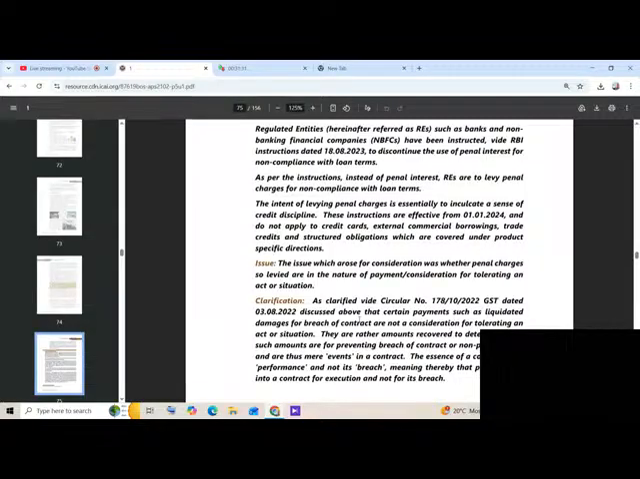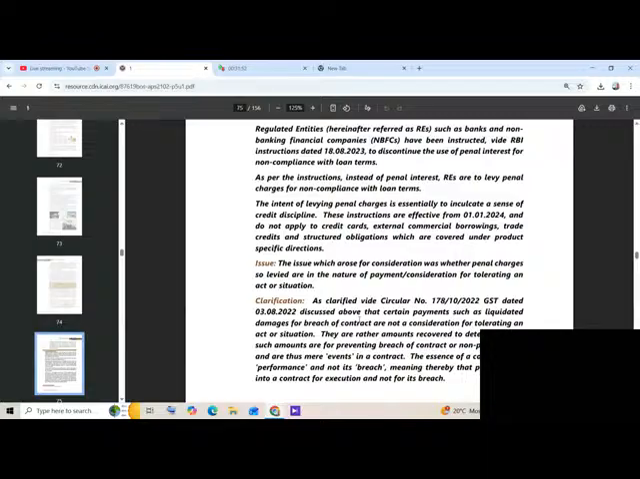As per the instructions, instead of penal interest, REs are to levy penal charges for non-compliance with loan terms. The intent of levying penal charges is essentially to inculcate a sense of credit discipline. These instructions are effective from 1st of January 2024 and do not apply to credit cards, external commercial borrowings, trade credits, and structured obligations, which are covered under product specific directions.